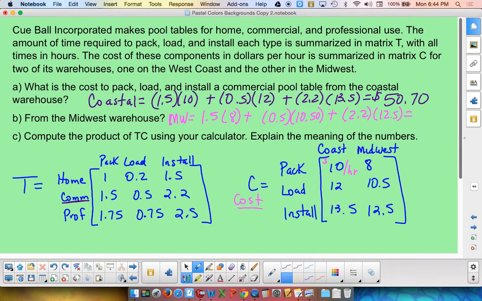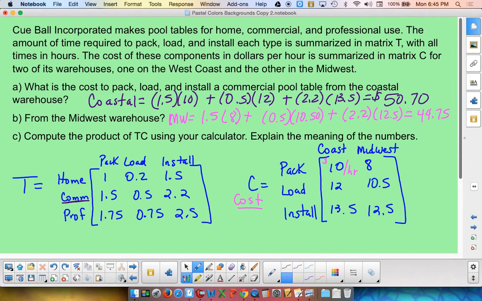Okay. Well, obviously, this one isn't going to cost as much. So we're going to do, my fast fingers are trying here. 1.5 times 8 plus 1/2 times 10.5 plus, oops. That's what I get every time I try to type fast. Minor error there. $44.75. So costs less.